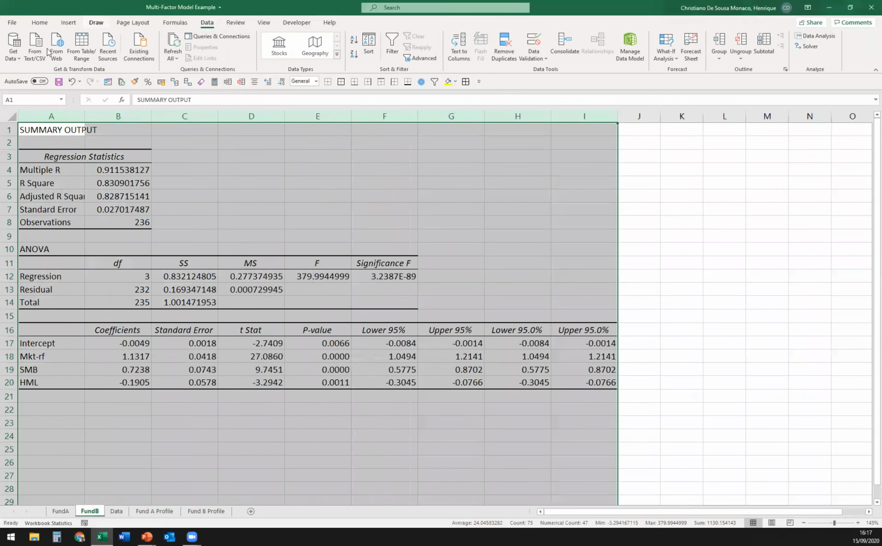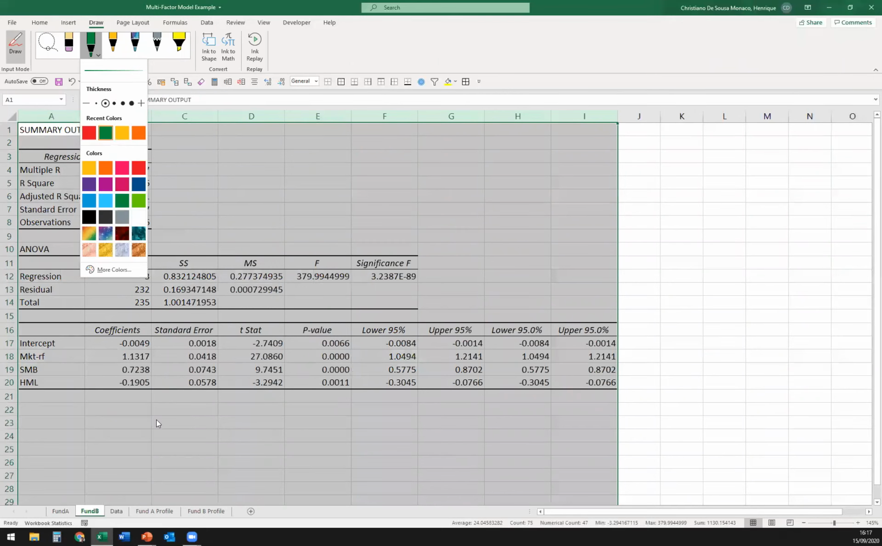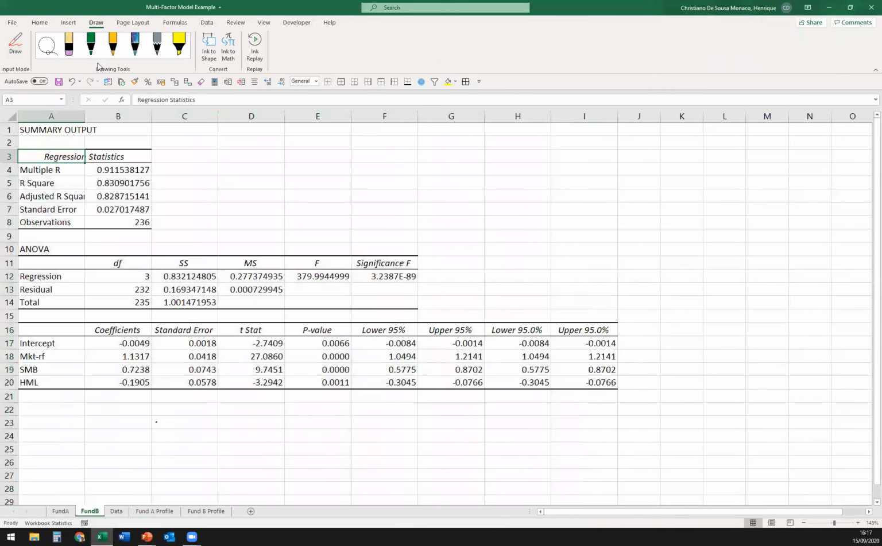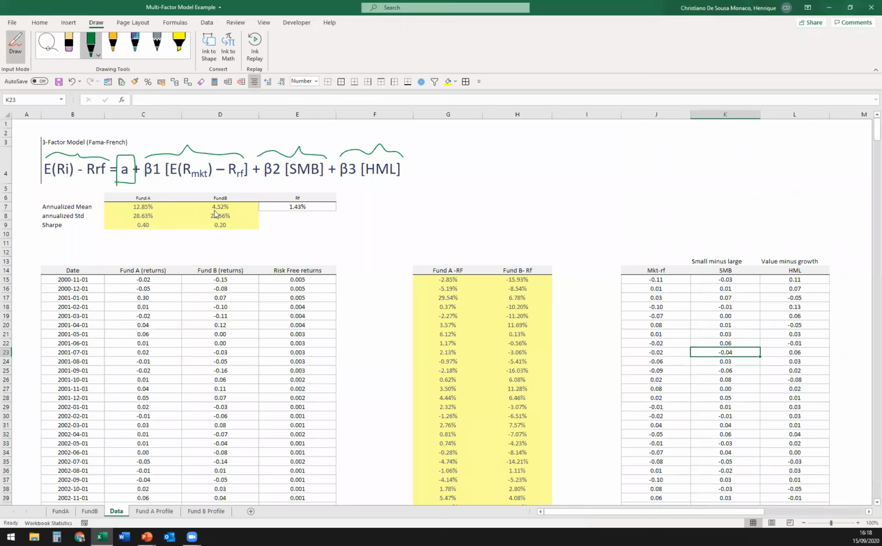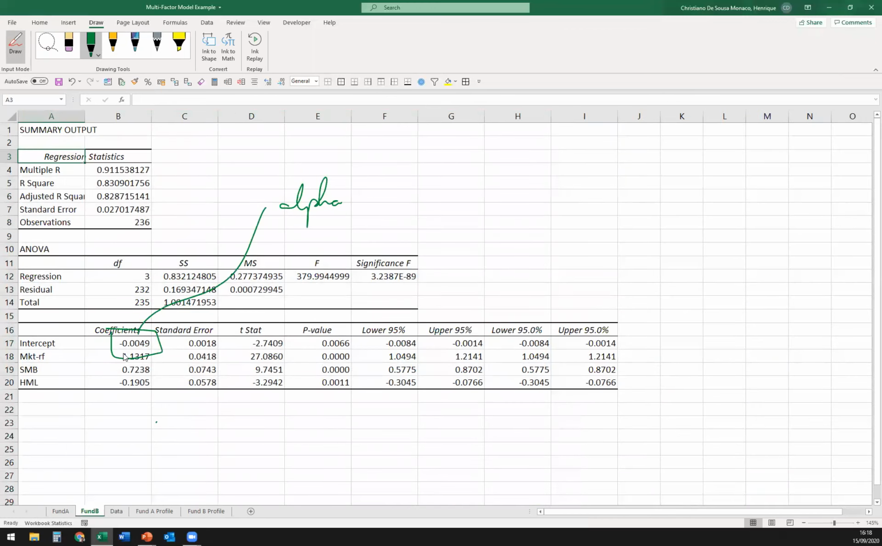So again, this is our alpha, the intercept, negative. So actually this fund, if you remember, had a 4.52% annualized return, sorry. However, when we run the regression and account for those factors, it actually did not outperform its benchmark. And this alpha was actually significant, right? So we can conclude that this Fund B did not deliver excess returns.